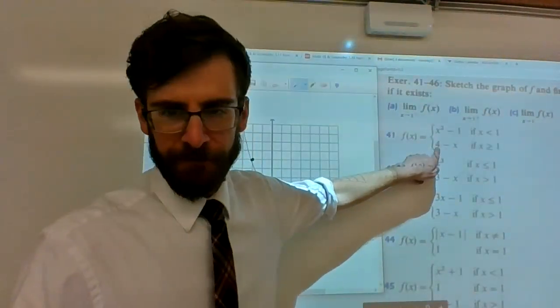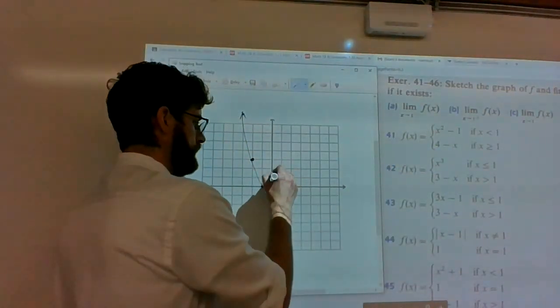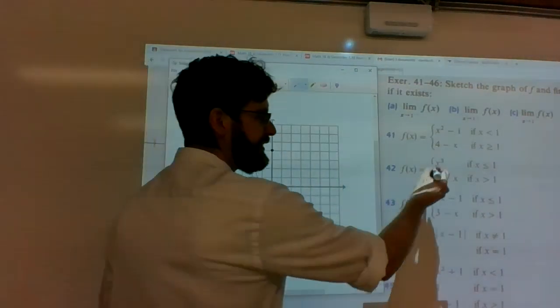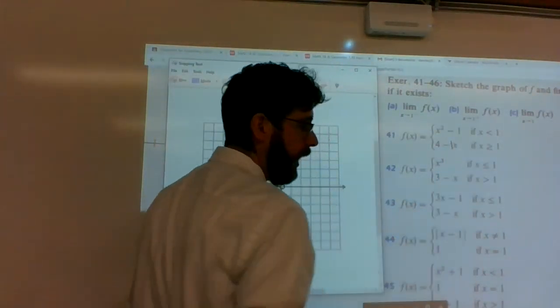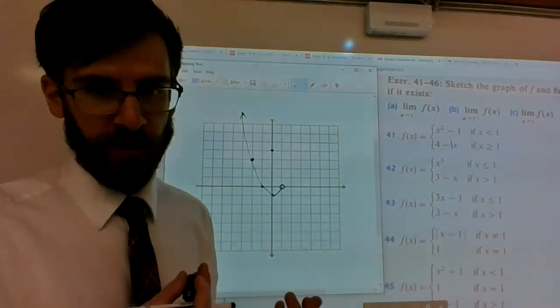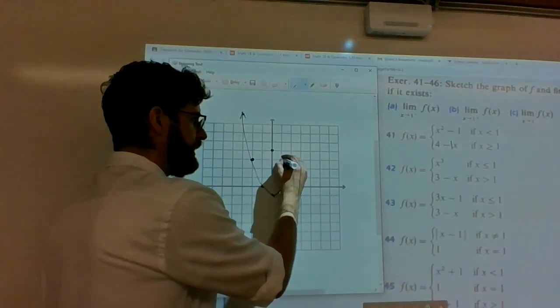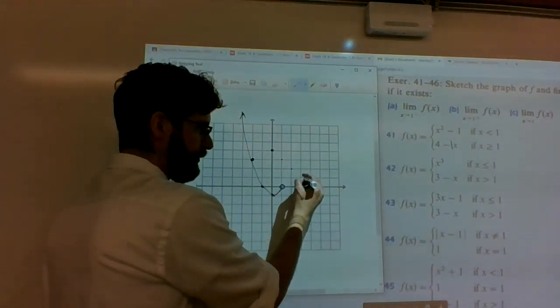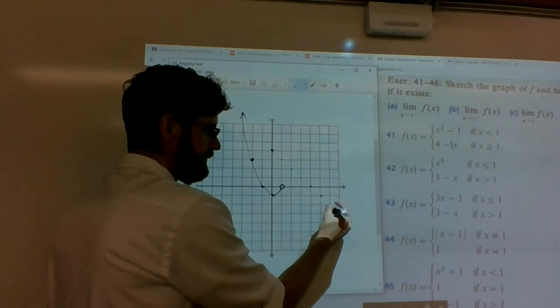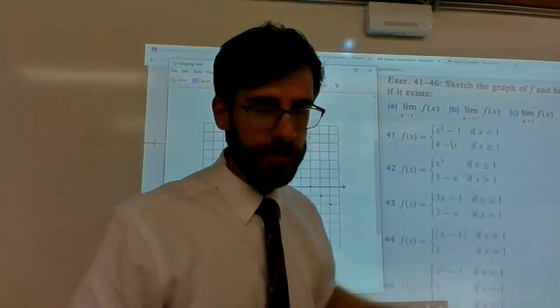All right, check out 4 minus x. This is going to be a linear function that has a starting point or a y-intercept of 4. And the slope is actually negative 1, which is negative 1 over a positive 1 when you think about it as a rate of change, a rise over run. So you'd move down 1, right 1, down 1, right 1, down 1, right 1. And I'm going forever to the right because of the greater than or equal to.